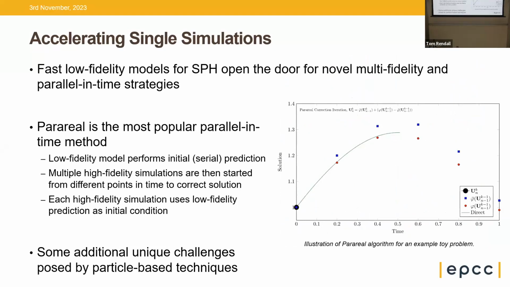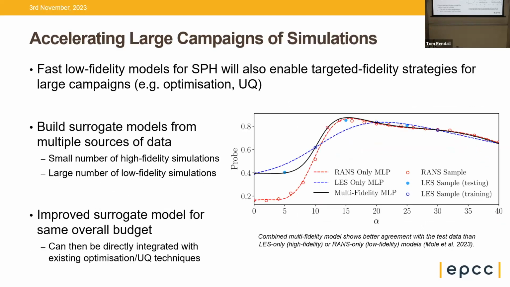are around accelerating single simulations. Low fidelity models will enable novel multi-fidelity parallel-in-time strategies. Parareal, which is one of the most popular parallel-in-time methods, actually requires this low fidelity model to do the serial prediction first, and then you start your high fidelity SPH from initial conditions based on that. There are some unique challenges posed by particle methods. I think maybe some of the stuff that Stephen presented earlier could help here.